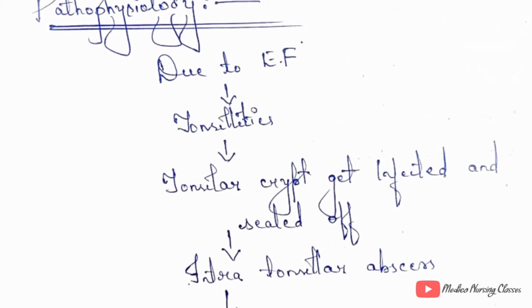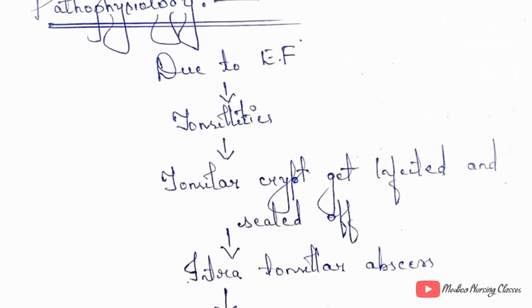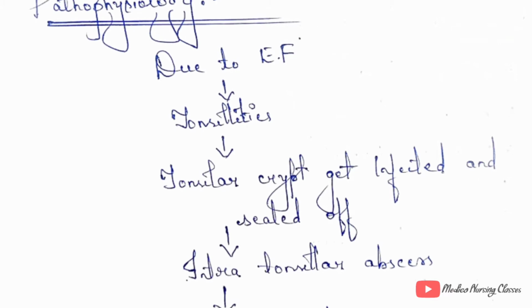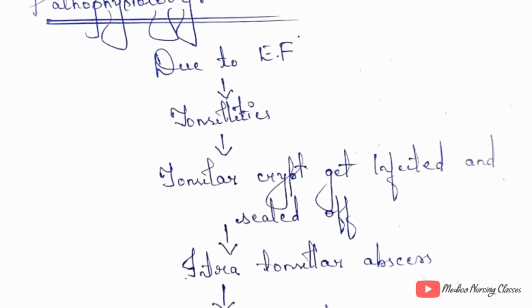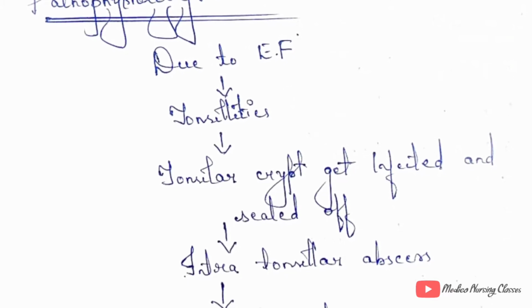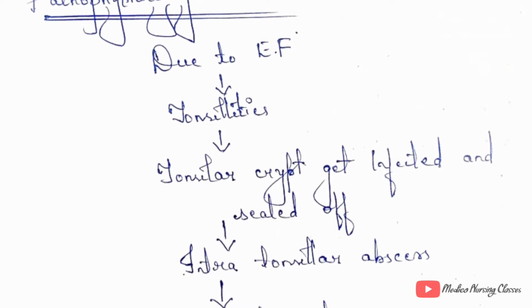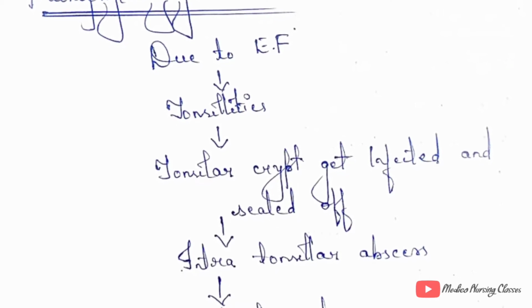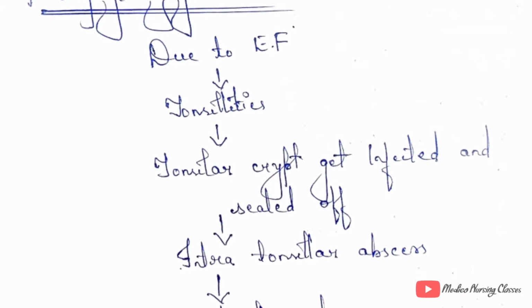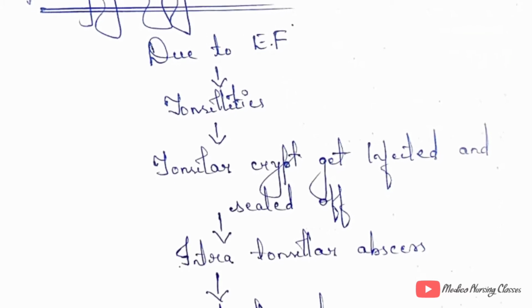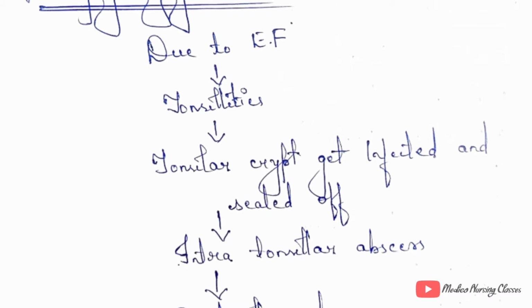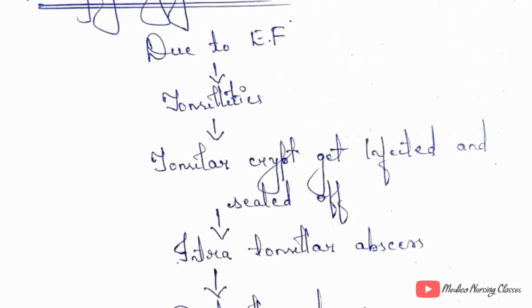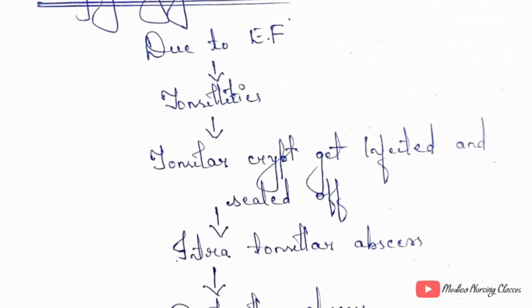When it comes to the pathophysiology, due to an etiological factor it leads to tonsillitis. Tonsillitis means infection or inflammation of the tonsils, which leads to the tonsillar crypts getting infected and sealed off, which leads to an intratonsillar abscess, which then bursts into the peritonsillar space through the tonsillar capsule, which leads to peritonsillitis, which leads to the peritonsillar abscess.